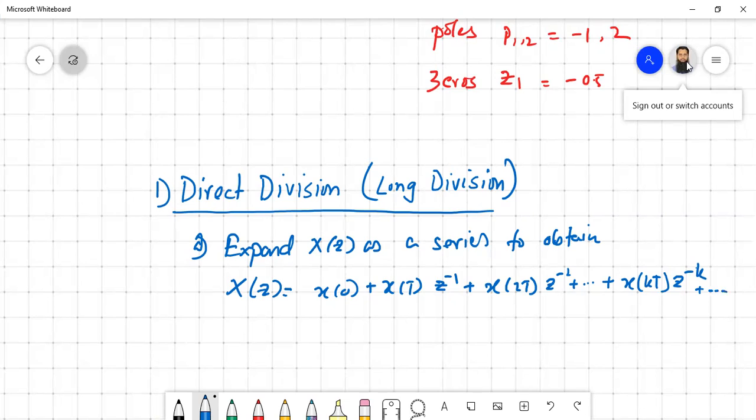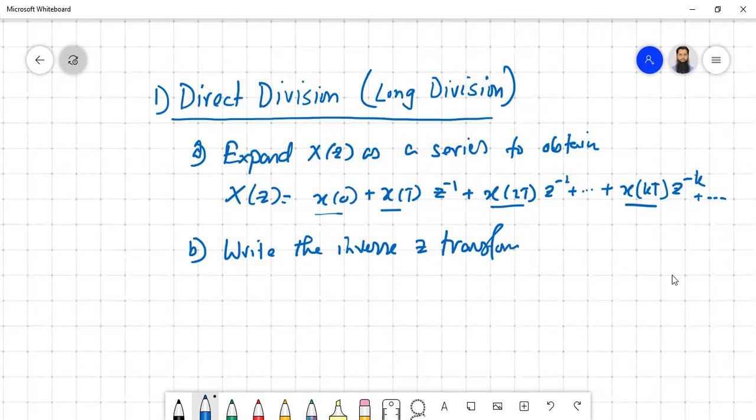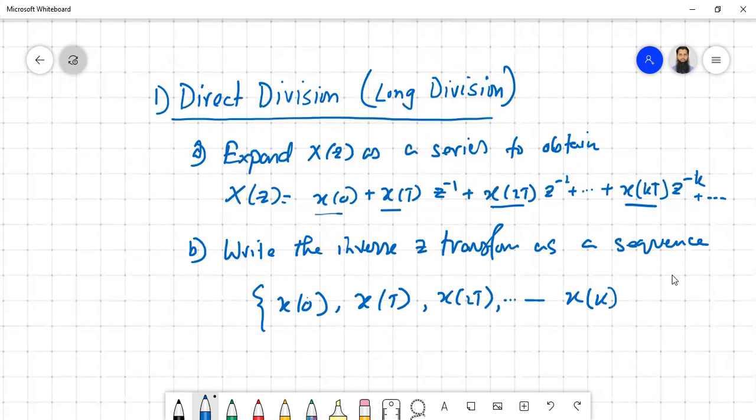So we expanded, and as you can see, these are actually the coefficients of your x(T) or x(kT) or x(k). Okay, so once you do that, then finally, step 2 is just writing the inverse transform as those coefficients. So the sequence is something like this: x0, x(T), x(2T), x(kT), and goes on as long as we can go.